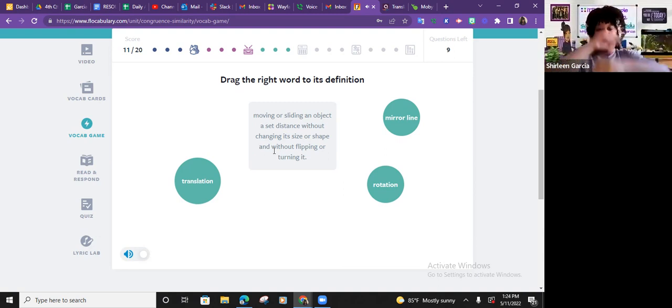Rotate is spin, like those chromey wheels on my car. Are we rotating if we're just sliding to the left or sliding to the right? Oh, a mirror is just reflecting what you see in the mirror. Slide to the left. Yes. So translation has an SL. Does that remind you of slide? Translation, slide.